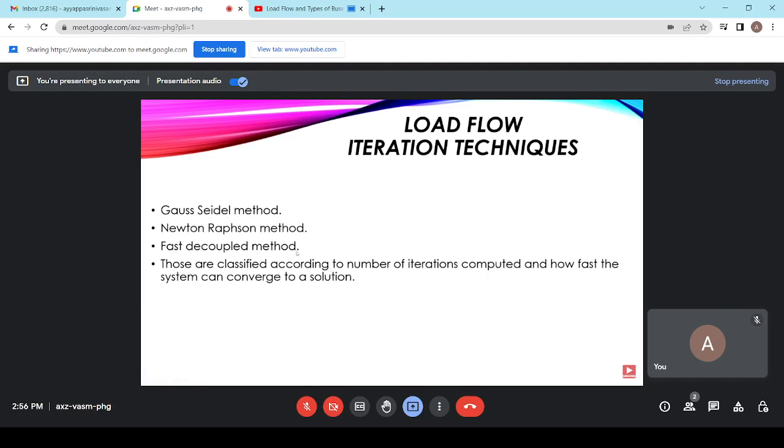As an example, what's the difference between them? Regardless of their mathematical equations, the fast decoupled methods have a shorter computation time than the Newton-Raphson and Gauss-Seidel. Fast decoupled is considered the best because it has a smaller Jacobian matrix than the Newton-Raphson.